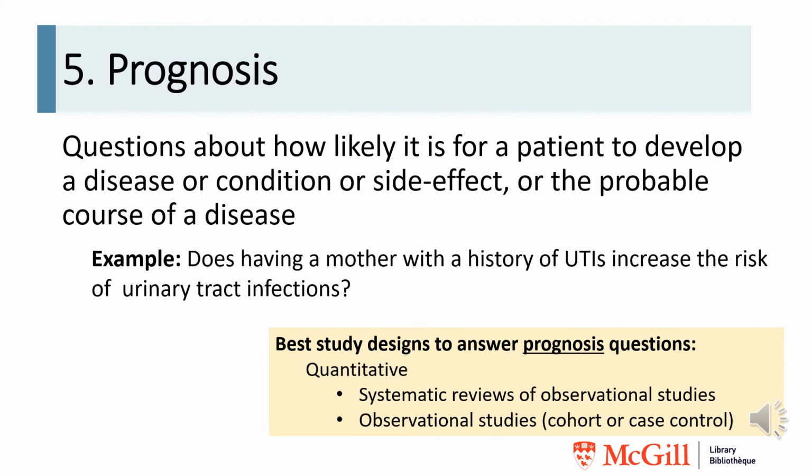Prognosis studies are questions about how likely it is for a patient to develop a disease or condition or side effect, or the probable course of a disease. For example, does having a mother with a history of UTIs increase the risk of UTIs? The best designs to answer prognosis questions are quantitative, such as systematic reviews of observational studies, or observational studies, such as cohort or case control.